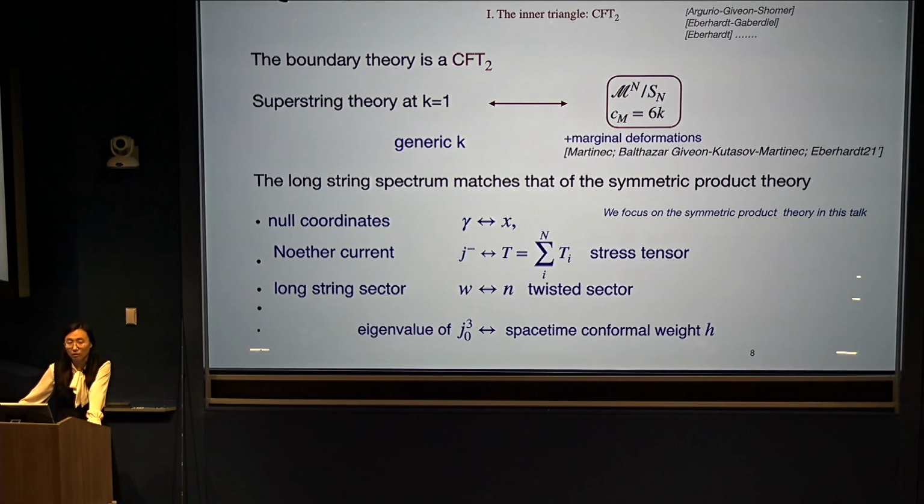So there is a map between the bulk and the boundary. For instance, these null directions are mapped to null coordinates in the CFT, and another current that generates null translation on the space-time will correspond to the stress tensor. And since we have a symmetric product, the stress tensor is the sum of the stress tensors in each copy of the seed CFT.